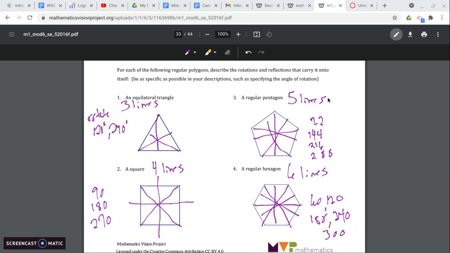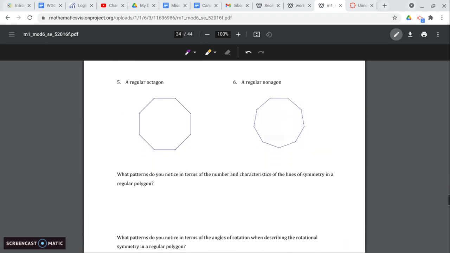A pentagon has 5 lines of symmetry. A pentagon also has 5 sides, and it's got 1, 2, 3, 4, 5 angles of rotational symmetry, including the 360, which I didn't write on any of these. A square has 4 lines of symmetry and 4 angles of rotational symmetry. A hexagon has 6 lines of symmetry and 6 angles of rotational symmetry. Hopefully you're noticing a pattern here.